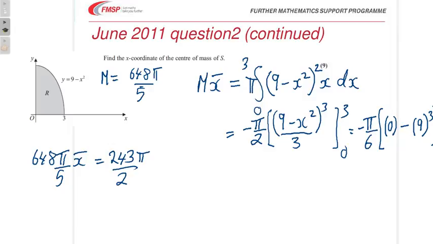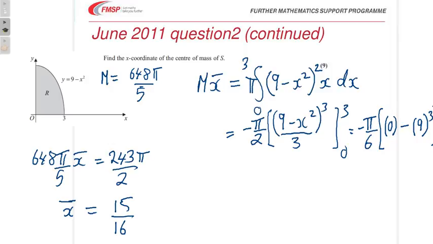And when we turn that upside down, check that x bar comes to this. Cancel out the pi and multiply by 5, divide by 648. You get x bar equals 15 over 16. And that's the final answer for 9 marks.